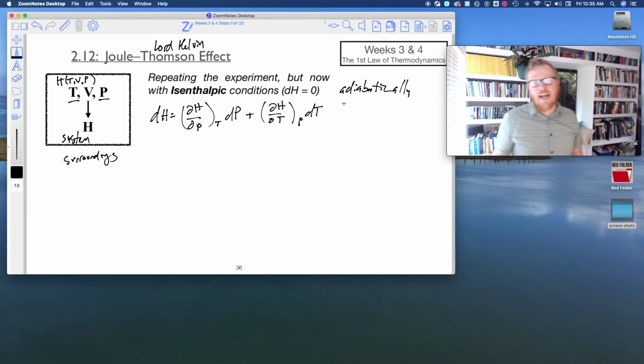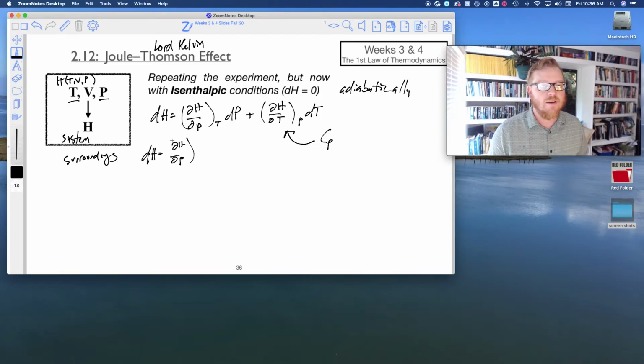And now we play the same game. We have this exact differential expression, and we look to see if there are physical observables that are a result of this game we're playing. And the answer is yes. Partial of H with respect to T at constant P is Cp. That's the constant pressure heat capacity. So we can rewrite this and say partial of H with respect to P at constant T dP, and that's going to be Cp dT.